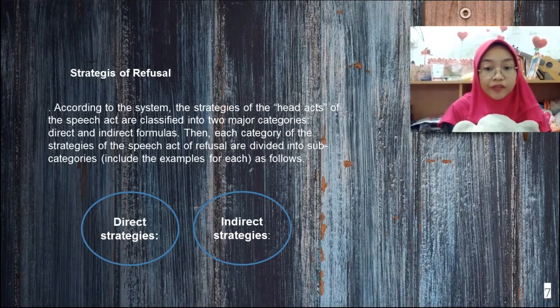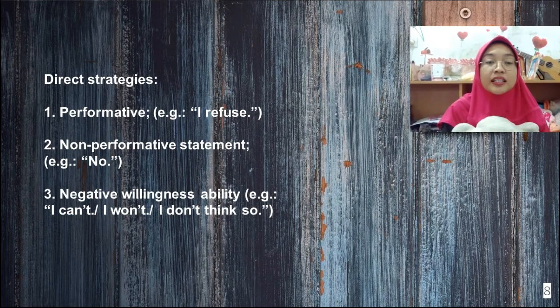The next is strategies of refusal. According to the classification, the strategies of the speech act of refusal are classified into two major categories: direct and indirect formulas. Then each category is divided into subcategories, with examples for each as follows: direct strategies and indirect strategies. The first is direct strategies. An example from direct strategies is performative, like "I refuse". The second is non-performative statement, for example "No". The third is negative willingness or ability, for example "I cannot", "I won't", "I don't think so".